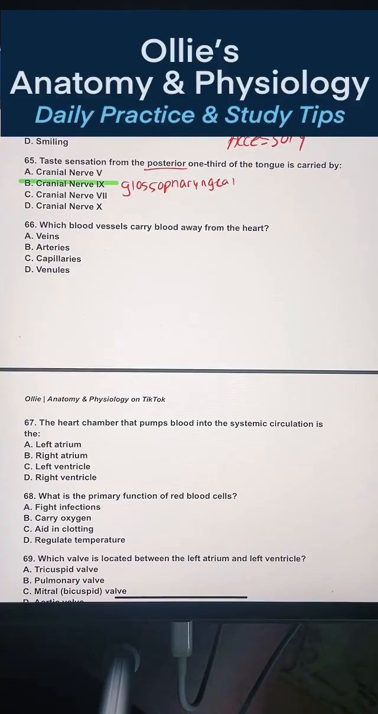Number 66. Which blood vessels carry blood away from the heart? Let me know down in the comments. A, B, C, or D.